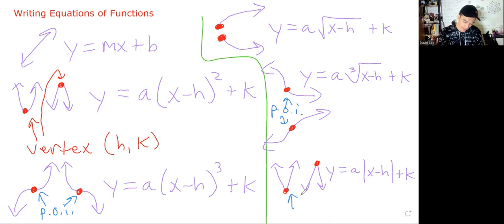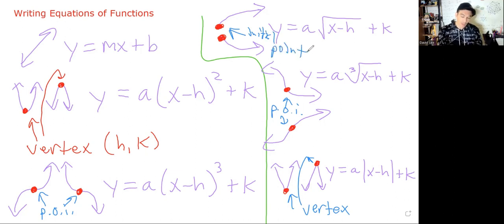This one here or this one here, that would be a vertex. And for the square root, I guess you can just call that an initial point, right? An initial point, like a beginning point, if you will. So these are all of the 6 cases, so we know what equation to use given a certain graph.